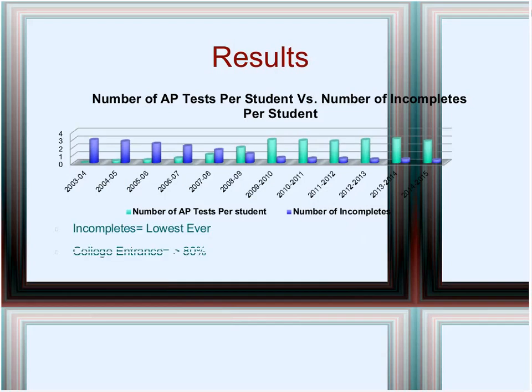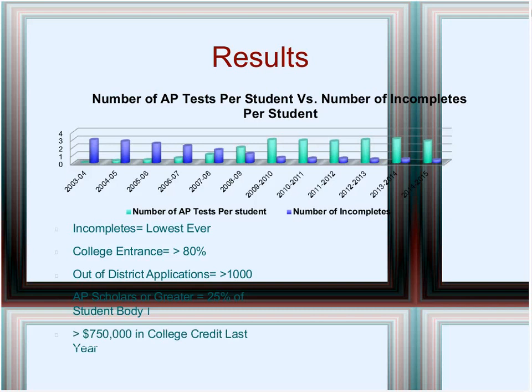Our college entrance rate is higher than ever at more than 80%. We have more than 1,000 out-of-district applicants for our district now. People will commute quite a ways to get to little rural Corbett. Each year, more than 25% of our student body are AP scholars, and last year they earned over $750,000 in college credit.